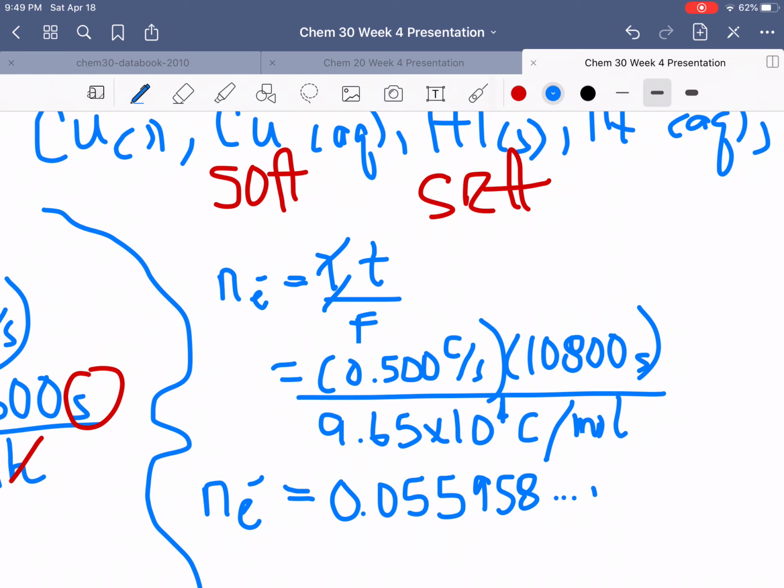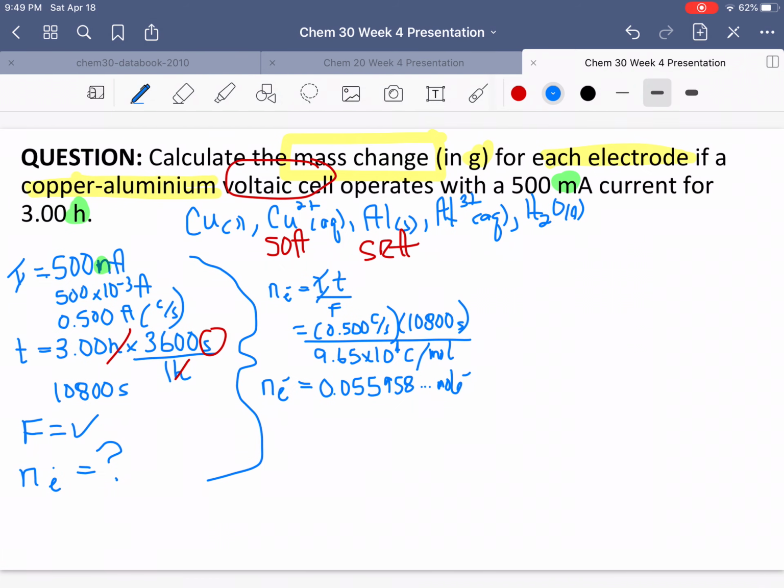0.055958, it keeps going, moles of electrons. All right. Well, this is all good and fine, and it's a moles of electrons, but we need to relate this to moles of my solid metals, my cathode that is going to be producing a solid metal, and my anode that is going to be oxidizing away the metal and turning it into a cation.